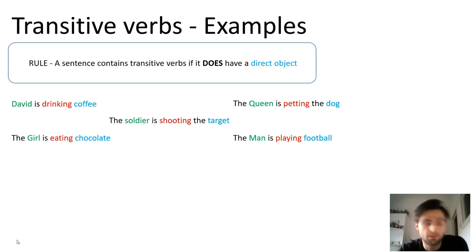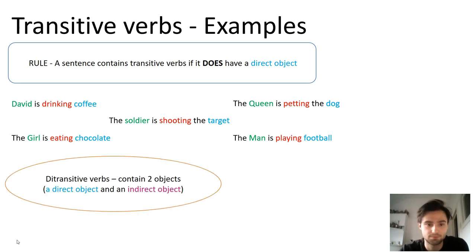Okay, so David is drinking coffee. So as we can see, and we've highlighted it again so it's easy for you to understand, David is the subject, drinking is the verb, and coffee is the direct object. So because there's a direct object present, the verb drinking is a transitive verb. Okay. The soldier is shooting. Shooting is the verb, and it's a transitive one because it is linked to a direct object, the target.